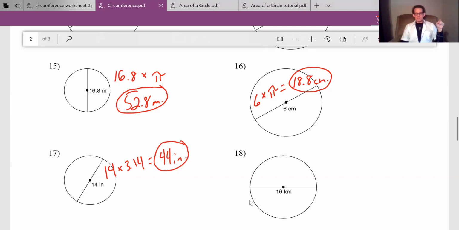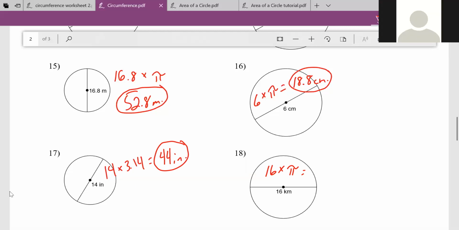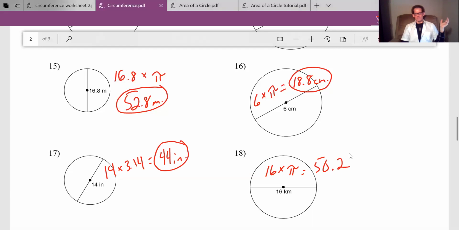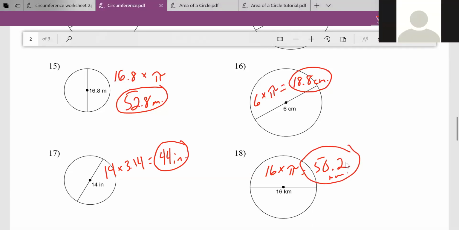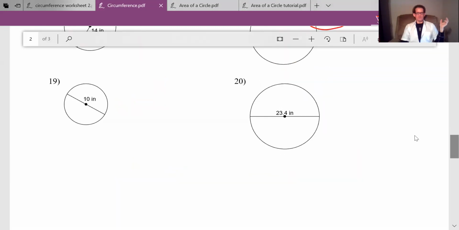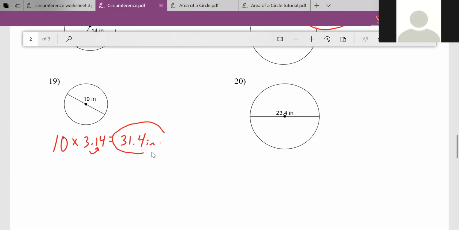44. Okay, over here we've got 16 all the way across, so if I do 16 times pi, 16 times 3.14, is 50.2 because the 4 is less than 5, so the 2 just stays the same. 50.2 kilometers. Okay, so I think there's just a couple more. This is that easy one where you have 10. So 10 times 3.14, I'm just going to move the decimal one space. This just becomes 31.4. That's an easy one.